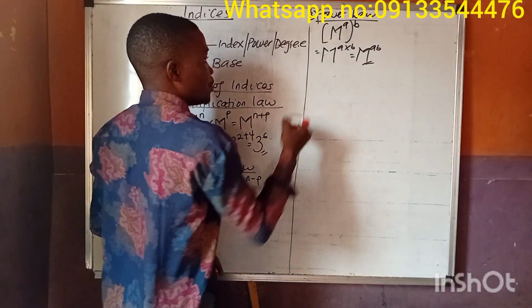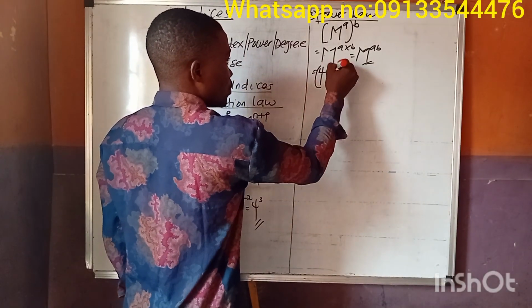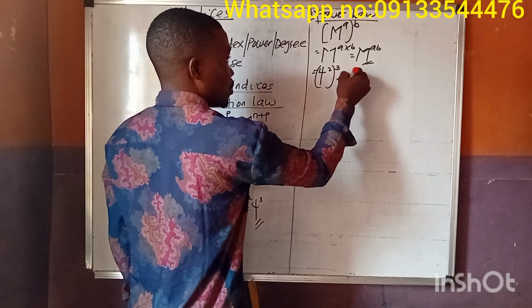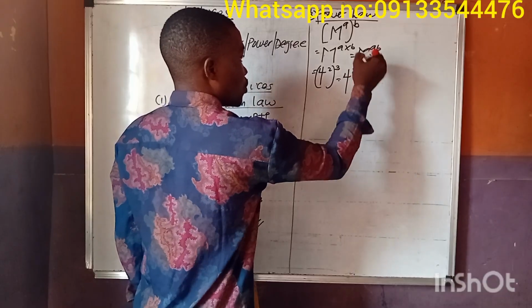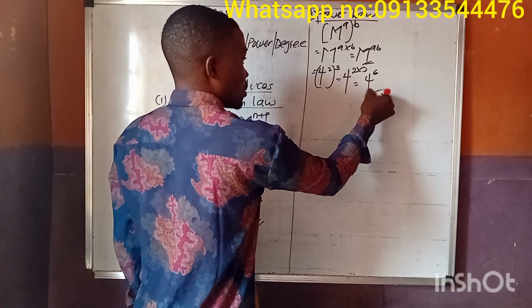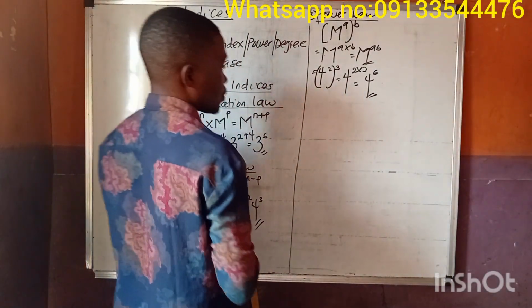Let me use the value. If I have 4 raised to power 2 raised to power 3, I have 2 power here. So I'll pick only 4, then I will multiply the power. 4 raised to power 6. 2 times 3 we have 6. This is what the power law is talking about.